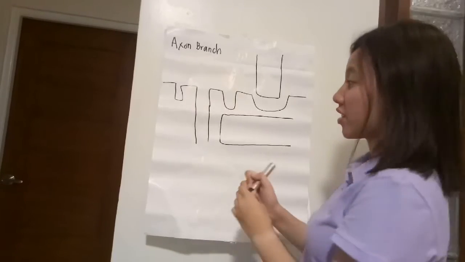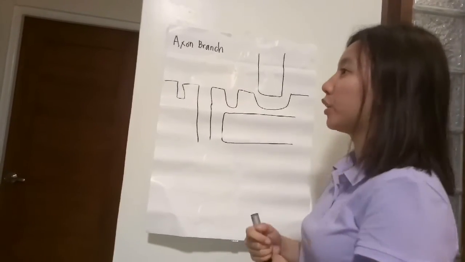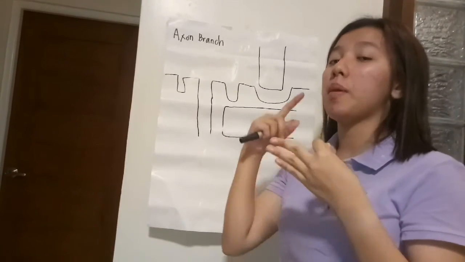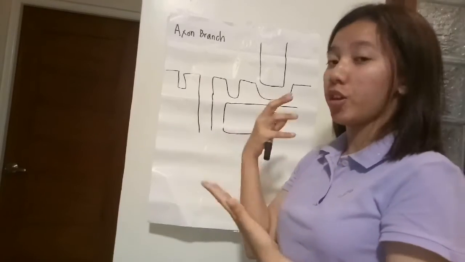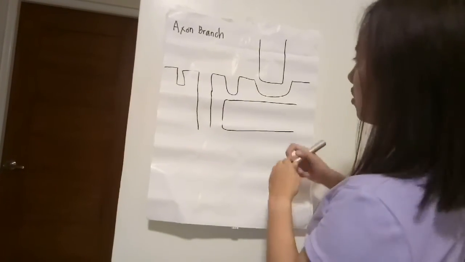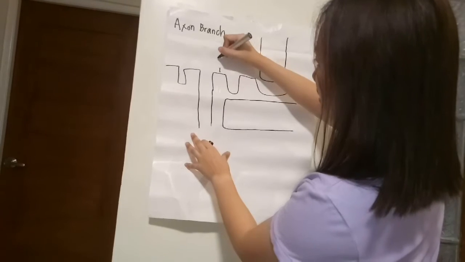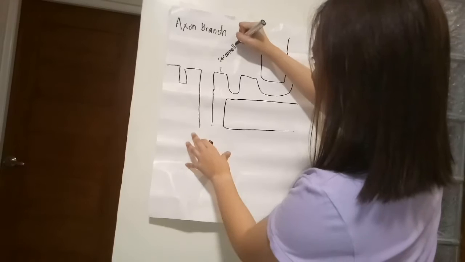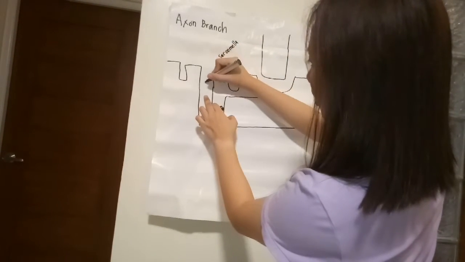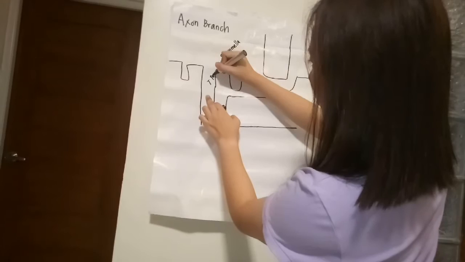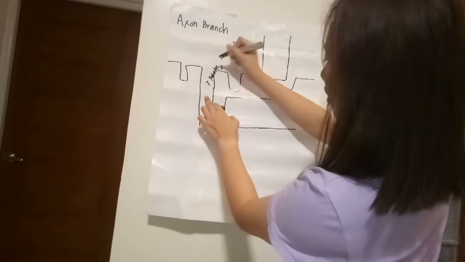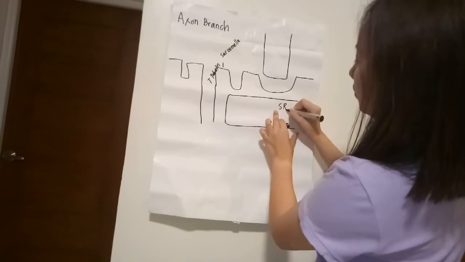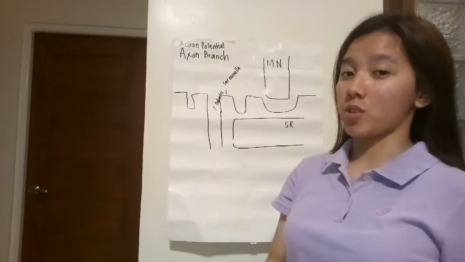Just imagine that inside the sarcoplasmic reticulum, there would be your muscle fibers, your myofibrils, your actin myofilaments, and your other filaments. So this is the sarcolemma. And this right here is the T tubules. And this is the sarcoplasmic reticulum. So let us start this process.